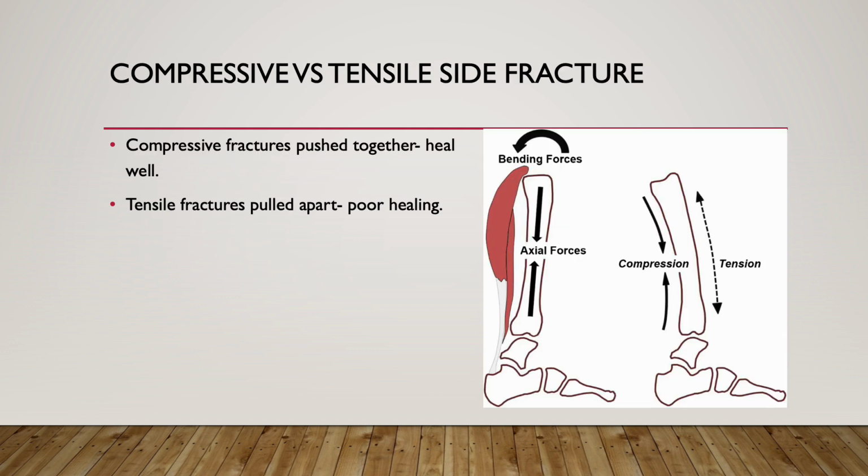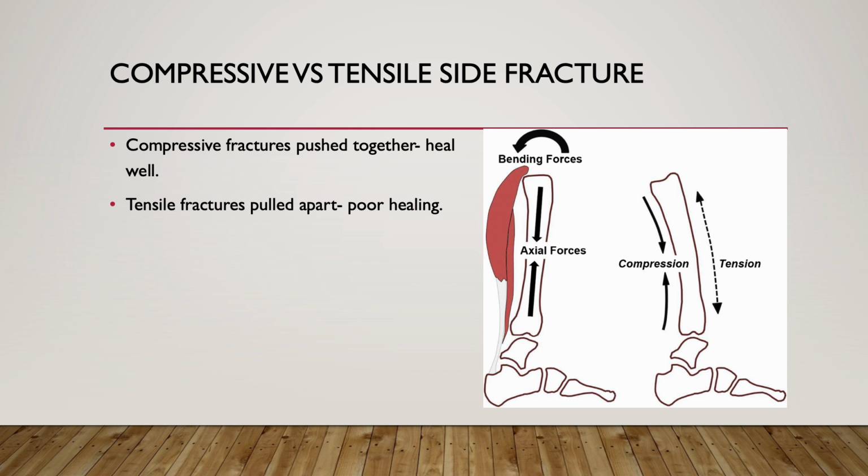Then we have a classification of compressive versus tensile side fracture. So in every bone, we tend to put pressure on one side more than the other. For example, if we are putting pressure on the anterior side of the bone, then the posterior side of the bone will start to move apart, as we can see here, right? While we are walking, we are compressing the posterior aspect of the tibia, while the anterior aspect of the tibia is trying to pull apart.